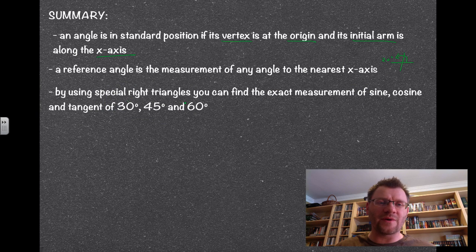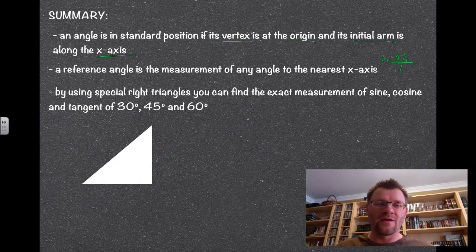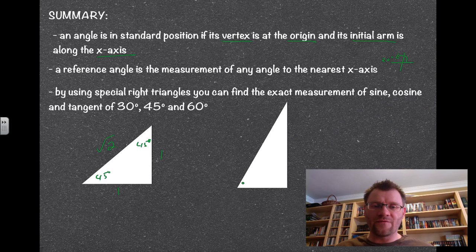We know that by using special right triangles, we can find exact measurements of sine, cosine, and tangent of 30, 45, and 60 degrees. And we know that the ratios are 1, 1, and root 2 for a 45, 45, 90 triangle. And for a 60, 30, 90 triangle, we know that it's a 1 down here, the hypotenuse is twice as big, and the longest side is root 3 times bigger than the shortest side.